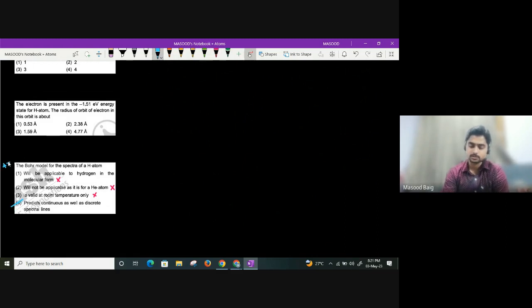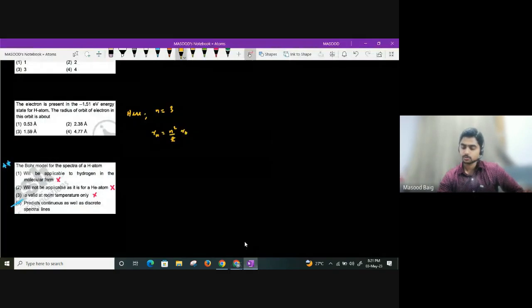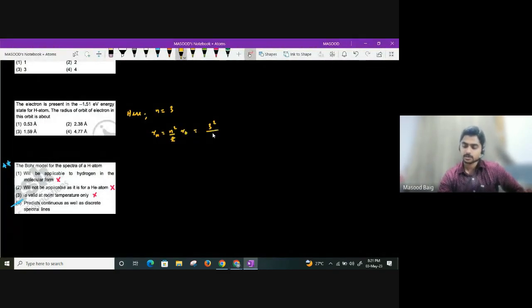Although I'll just cross check this question. Next case, if you see, the electron is present at minus 1.51 electron volt. So here, what is the n value? It will be 3, the third state. They're asking the radius of the electron in this orbit. Radius in the nth state will be n square divided by Z into r naught. So n value will be 3 square divided by Z, which is 1, into 0.529 angstrom, which is 9 into 0.529 angstrom, and I'll get 4.77 angstrom.